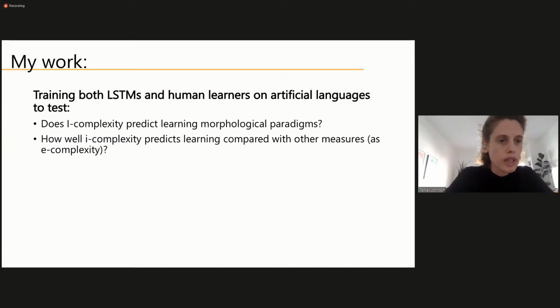And in my work, I'm training both LSTMs and human learners on artificial languages to test whether I-complexity predicts learning morphological paradigms beyond generalizing them to novel items. And I'm also testing how well I-complexity predicts learning when comparing it to other measures of morphological complexity such as the E-complexity.